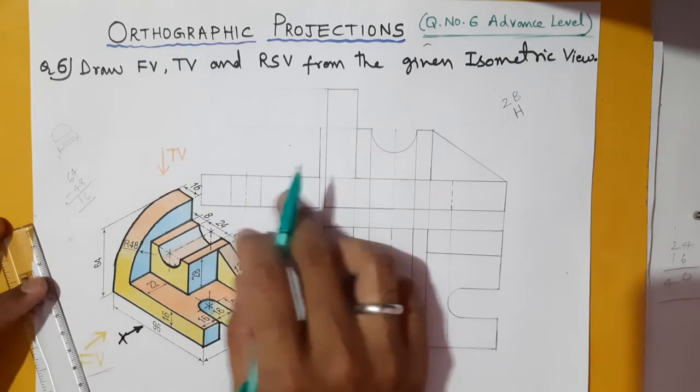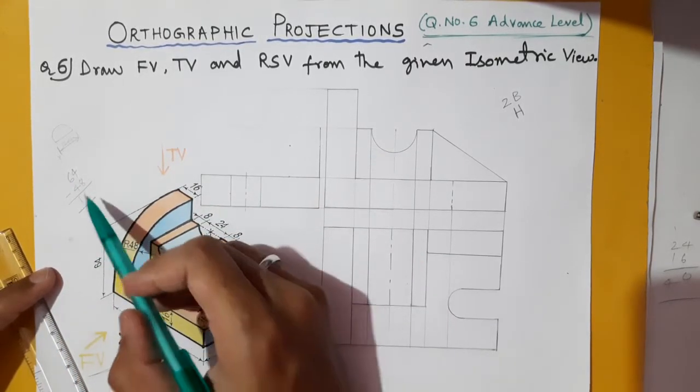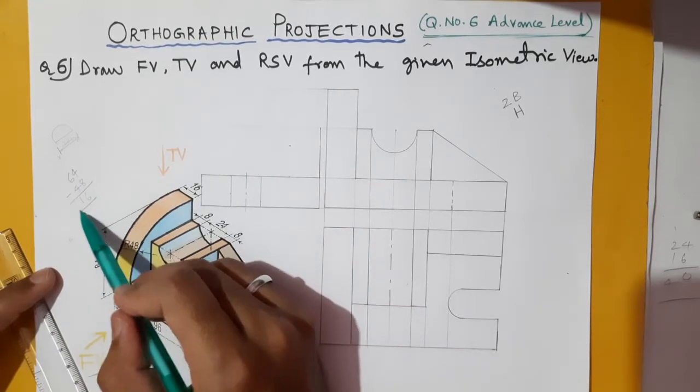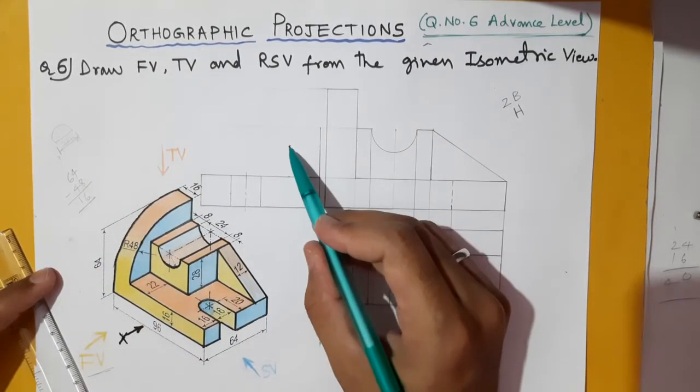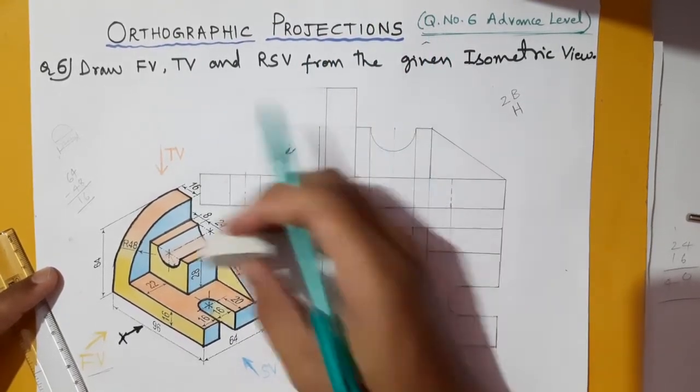Why 16 we are talking? This is 64 height, 64 width, and radius of this curve is 48. So 64 minus 48 if you do, you will be getting 16. So this is not the correct procedure to locate the center. What is the correct procedure?